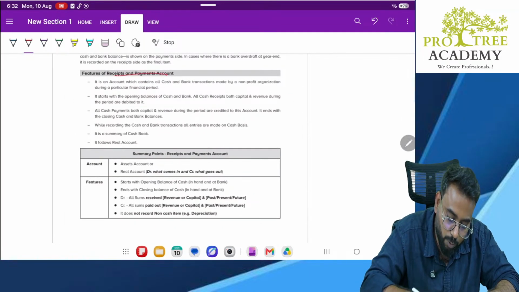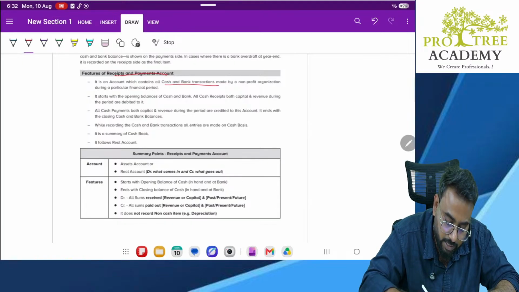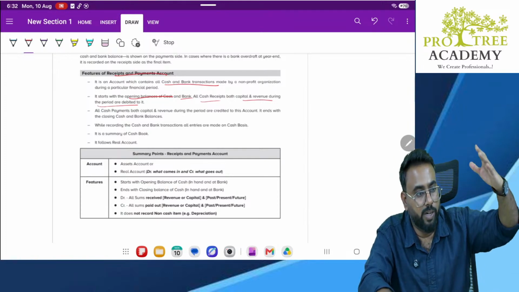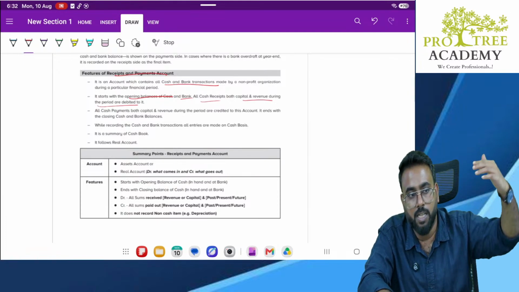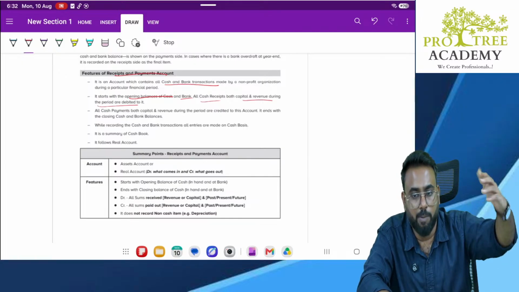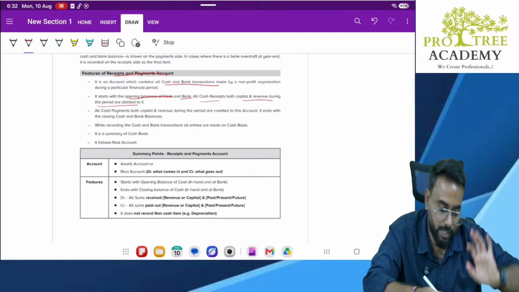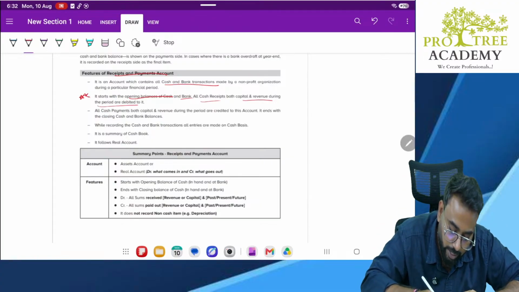So the features of the cash book: it contains all cash and bank transactions. It will have the opening balance of cash and bank. All cash receipts, capital and revenue, during the period are debited to it. See, in the cash book there is no categorization between revenue receipts, capital receipts, revenue payments, capital payments, nothing. All the receipts will be recorded. All the payments will be recorded. That is what they are trying to tell here. All cash payments, both capital and revenue, will be recorded.